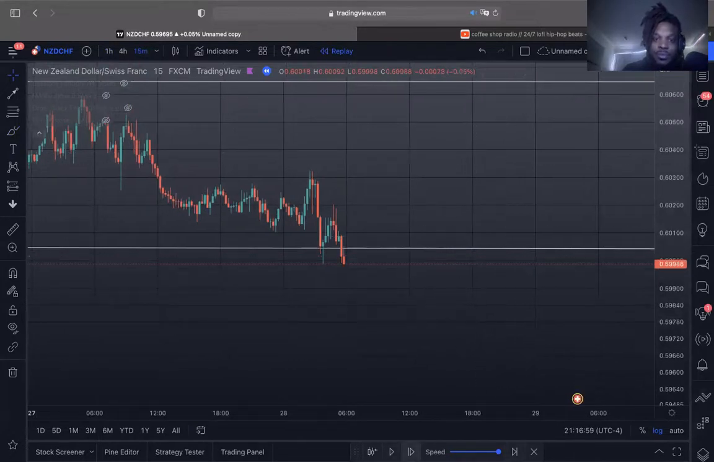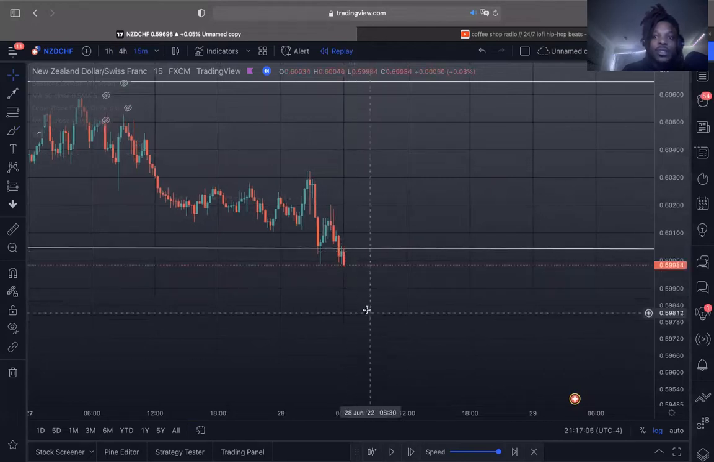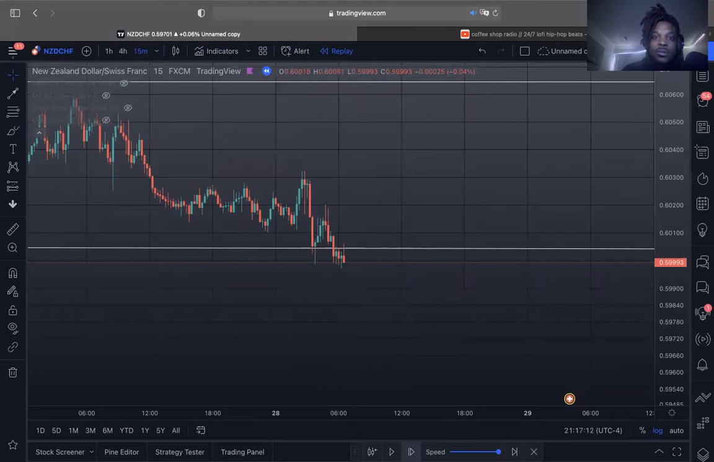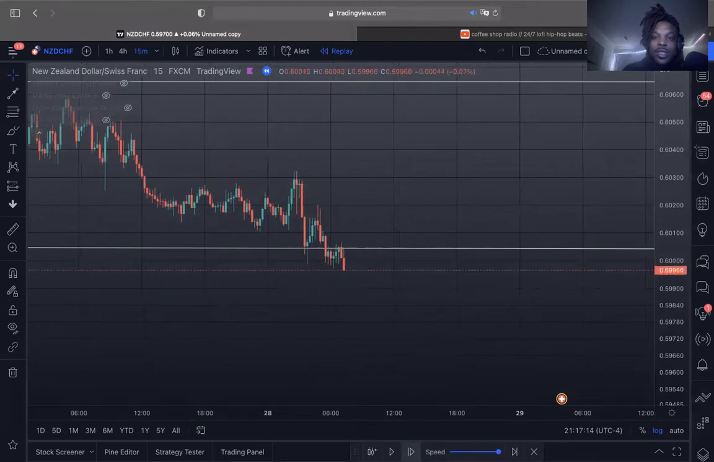So, boom, you see what I'm talking about? This is your retest. You could have got in right here and just put your stop loss up here. But as soon as the market started making lower lows, this is when I tell you when I started.